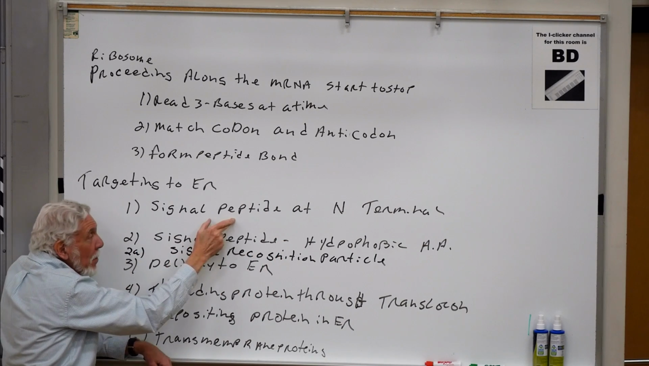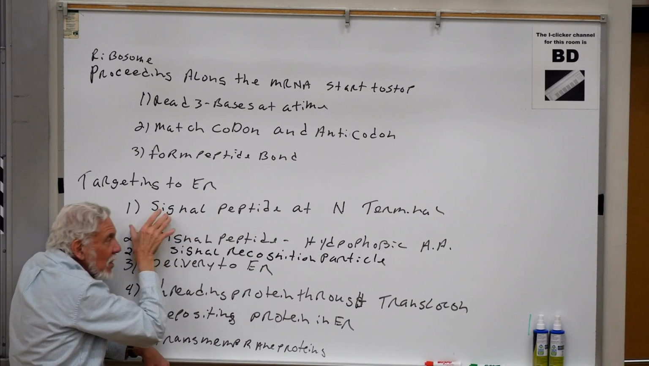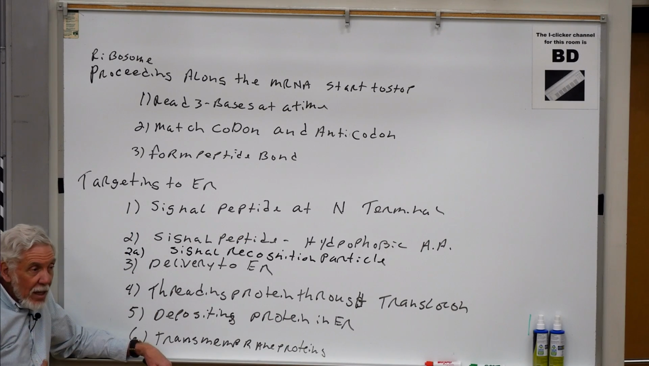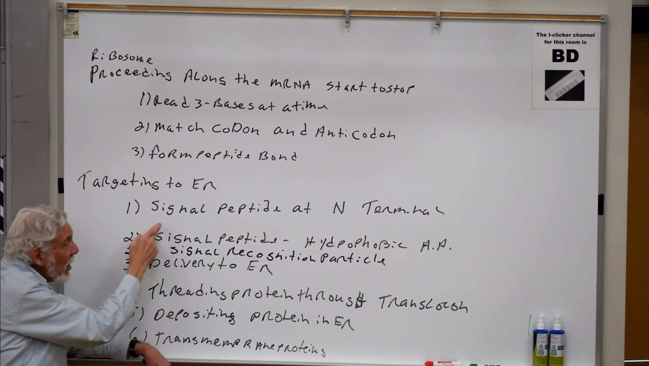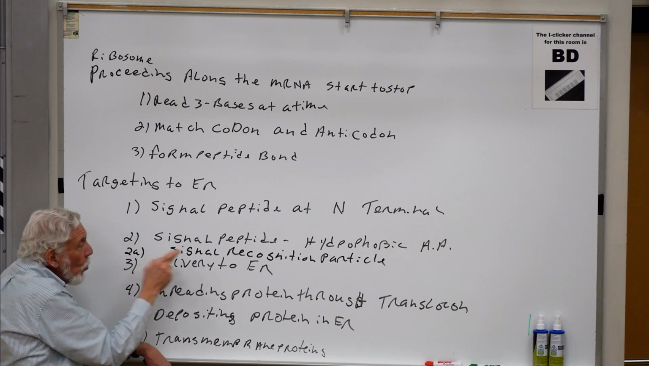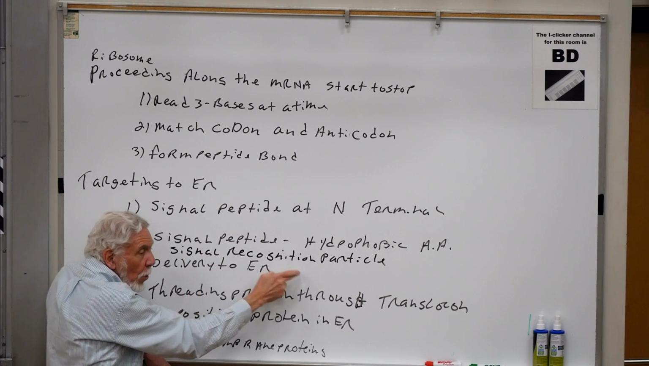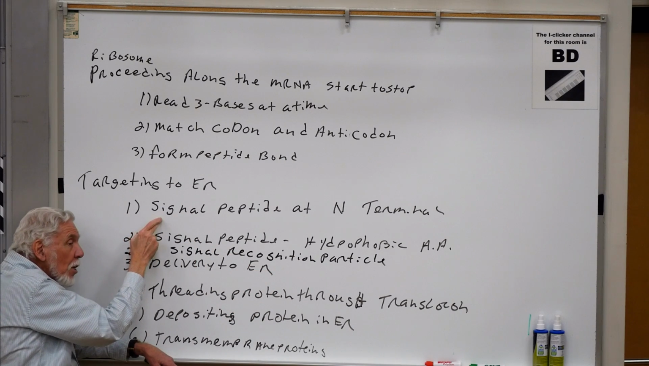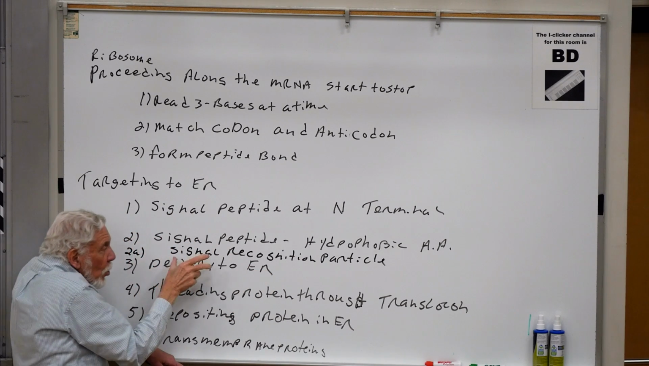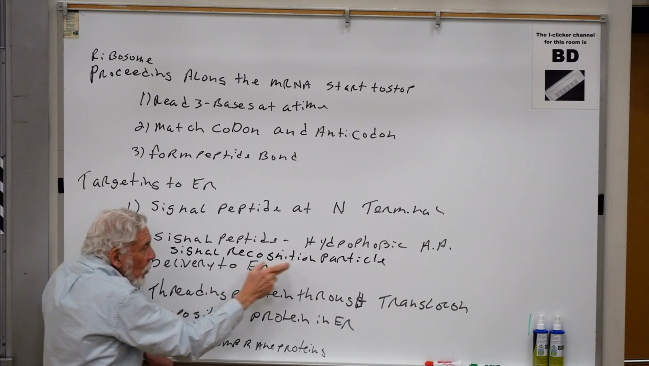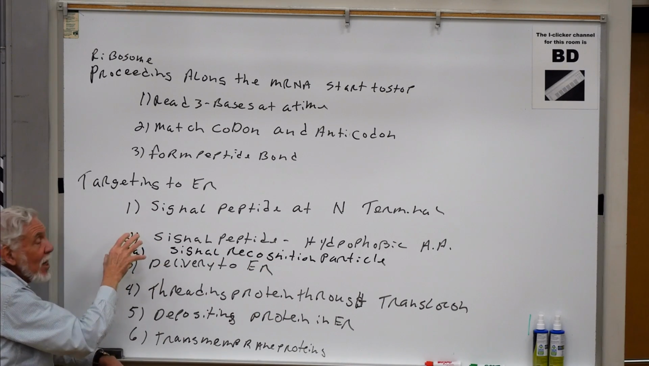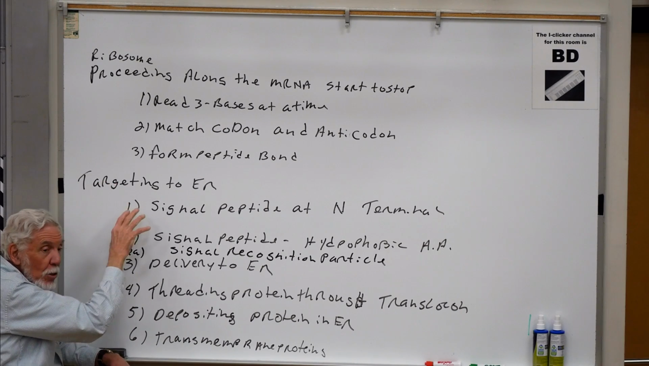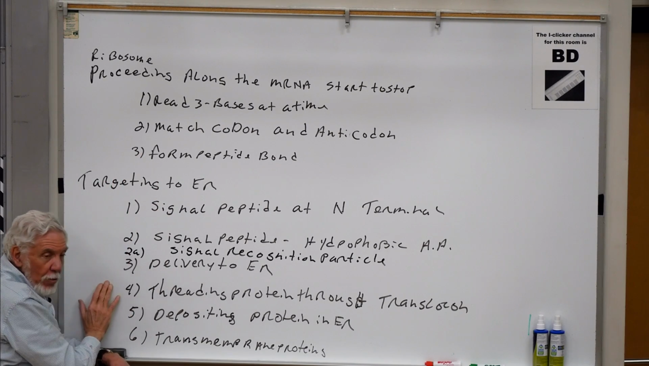If the sequence of amino acids out here is predominantly hydrophobic, that's a signal peptide that says, I'm going to bind to a signal recognition particle. If the hydrophobic amino acids of the signal peptide bind to the hydrophobic amino acids in the signal recognition particle, that's a signal to take the entire machine, the mRNA and the ribosomes, to the endoplasmic reticulum.